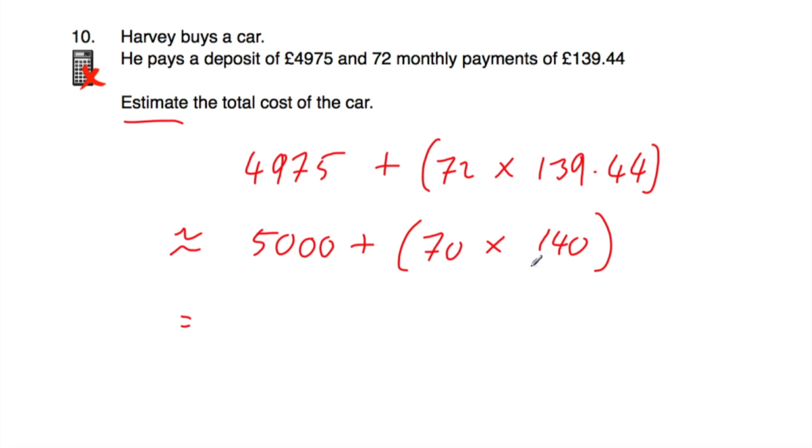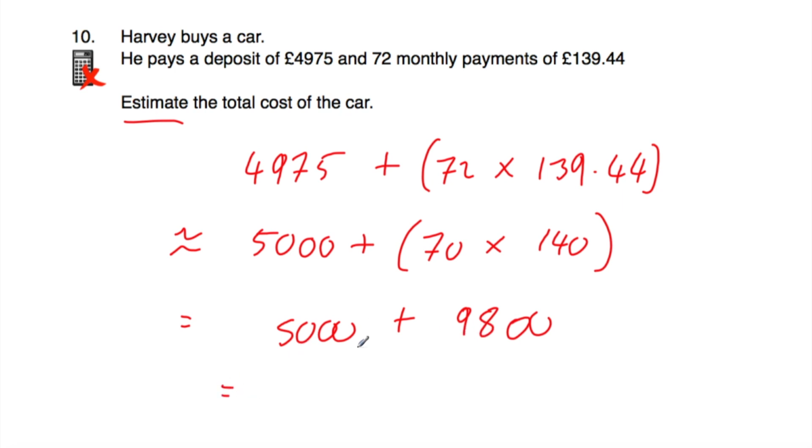Let's do our brackets first. Let's find the total cost of the monthly payments. So let's do 7 times 14. Well, 7 times 12 would be equal to 84. Then 7 times 13 would be 91. So 7 times 14 would be equal to 98. That's 98, and then we're going to add our two zeros. So 70 multiplied by 140 would be 9,800. Now we've still got to add on our 5,000, so we need to do 5,000 for the deposit plus the 9,800, which is roughly paid in the monthly payments.